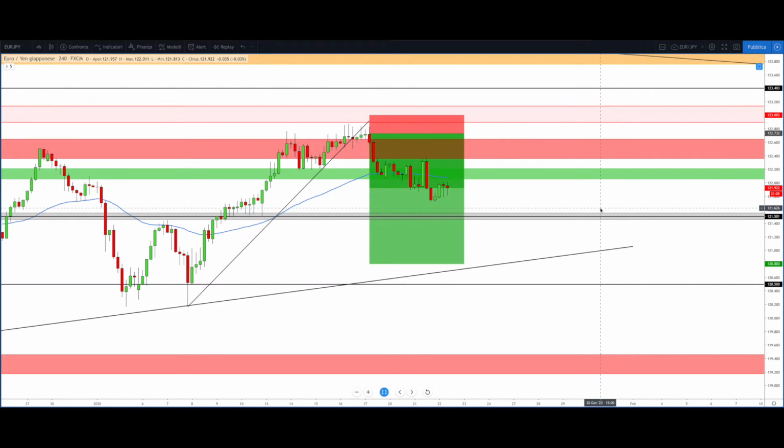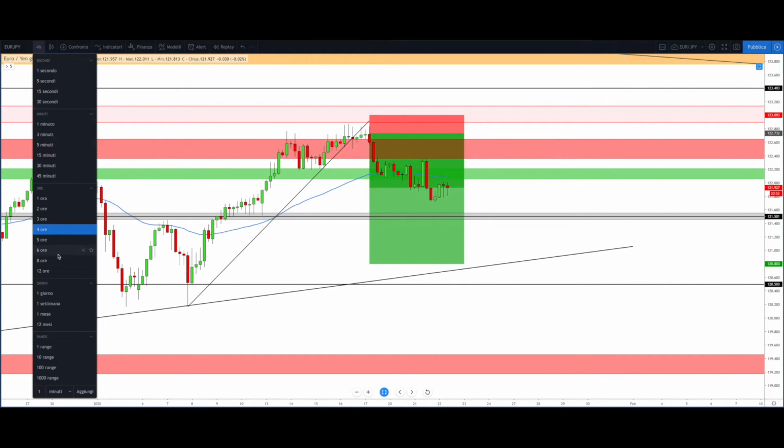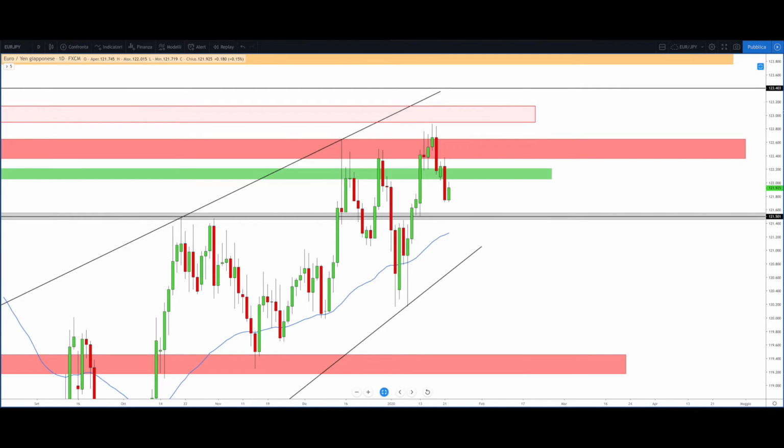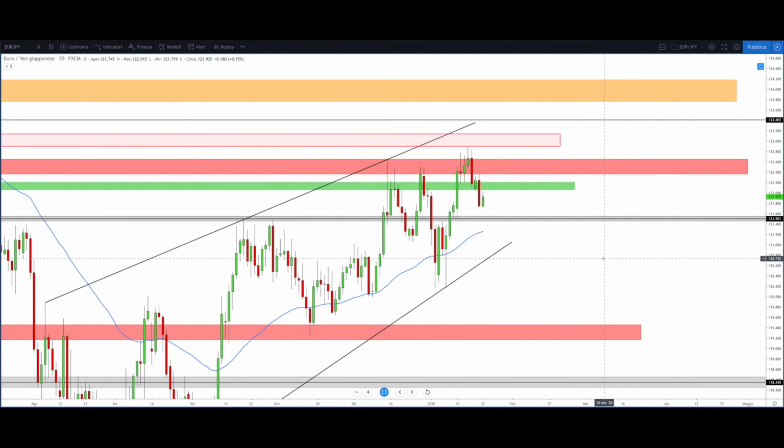Many of you guys on our social network asked about this entry on Euro Japanese yen, because it seems that all the market took the same trade on Euro Japanese yen. So I want to explain why we took this short trade, and to watch really carefully the reason behind this entry, we need to go on the daily time frame.